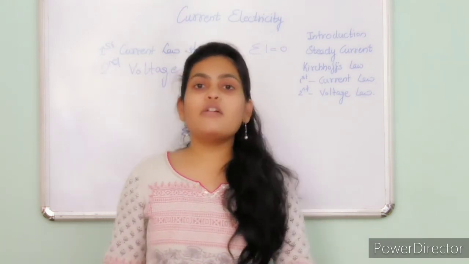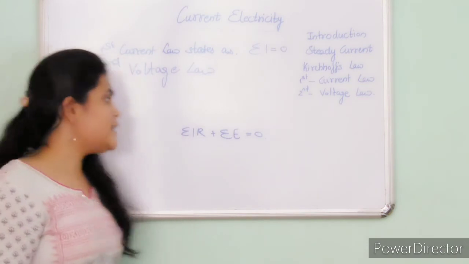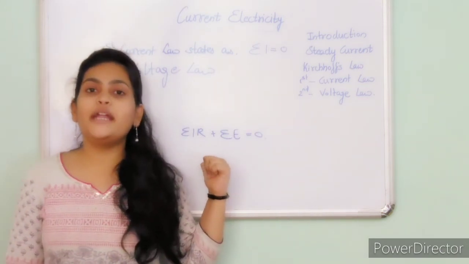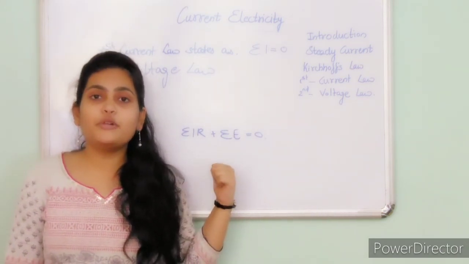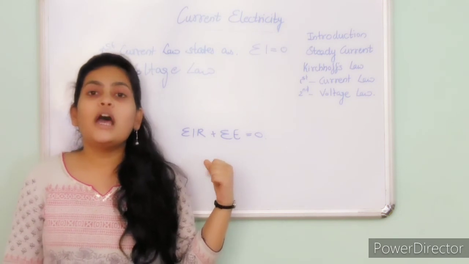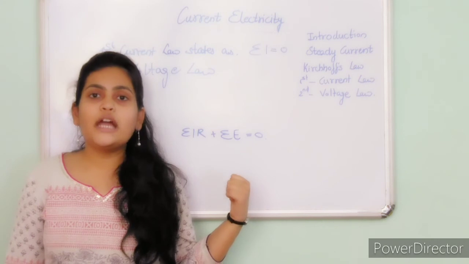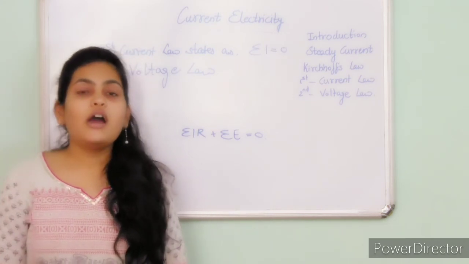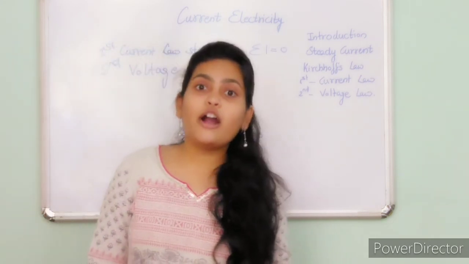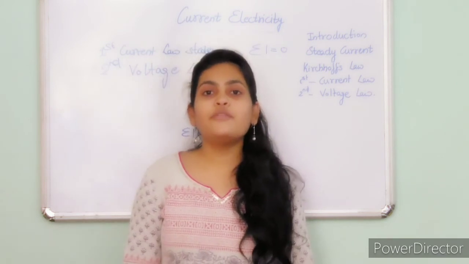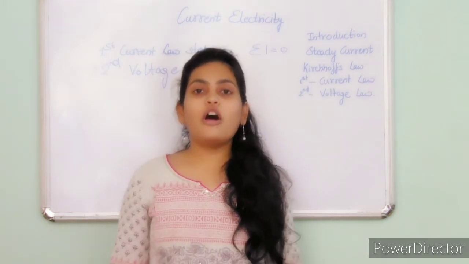Then the second law is the voltage law. Voltage law states that the summation of all the potential differences of all the electrical components and the algebraic sum of all the EMF in an electrical network is equal to 0, and it is in accordance with the law of conservation of energy. So this is all what we covered.